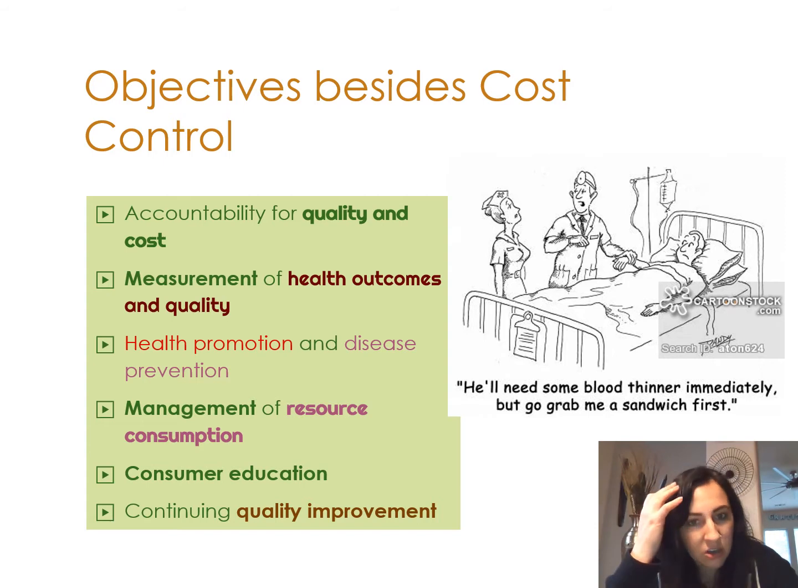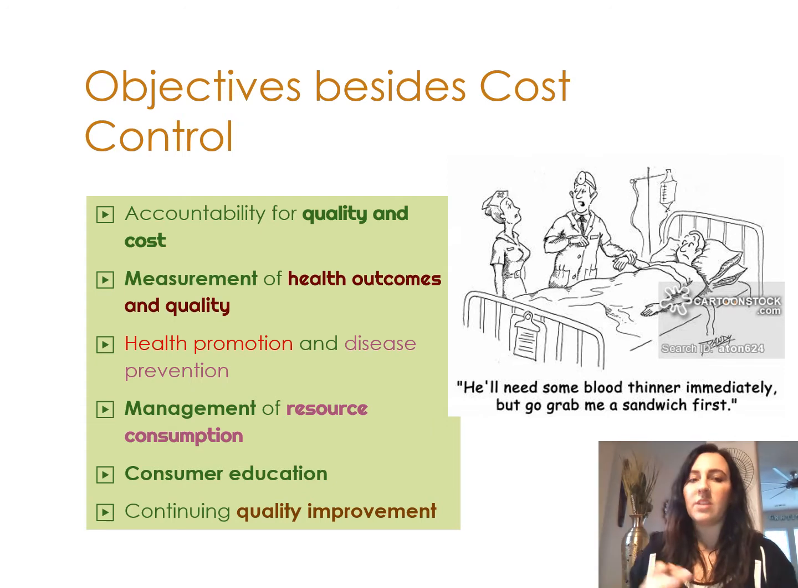Okay, so they want good measurement of health outcomes and quality. That is actually a big thing about managed care organizations. They do care a lot about quality. They want to make everything very efficient and cost effective. But at the same time, it's always about increasing the quality, always about providing the best quality for the lowest price. Okay. Also, health promotion and disease prevention.